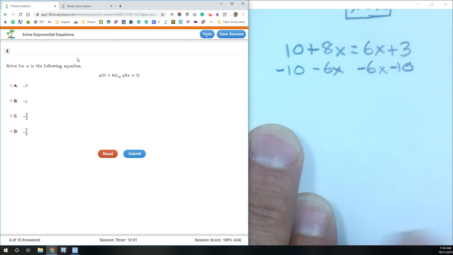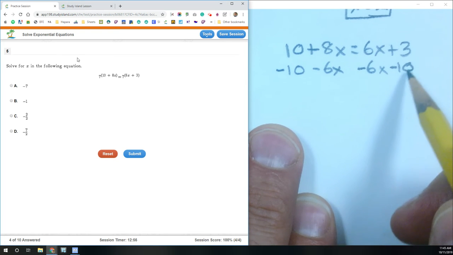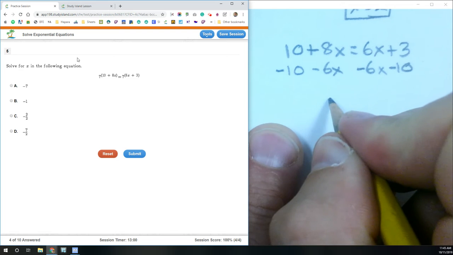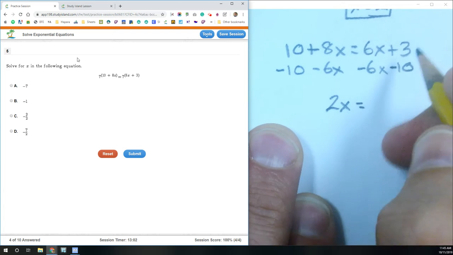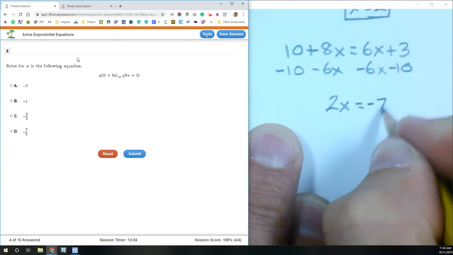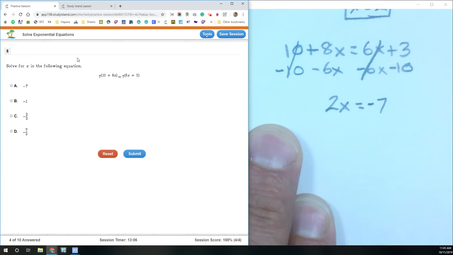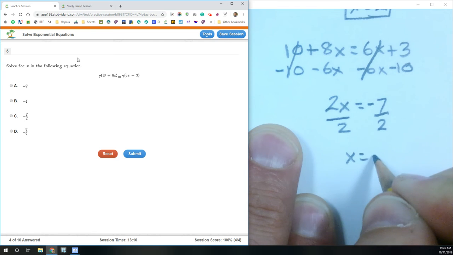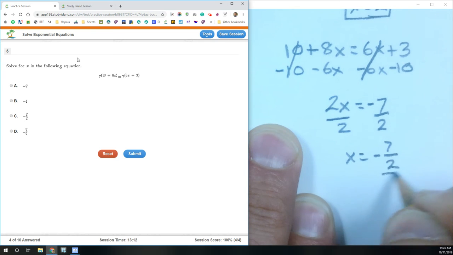3 always means 1, 2, 3. It always means that many, more than 2, less than 4. 10 is a constant value, and we're subtracting. So over here we have 8x minus 6x is 2x. And over here we have 3 minus 10 is negative 7. These canceled out and these canceled out. Now I divide by 2 on both sides and get x equals negative 7 halves.